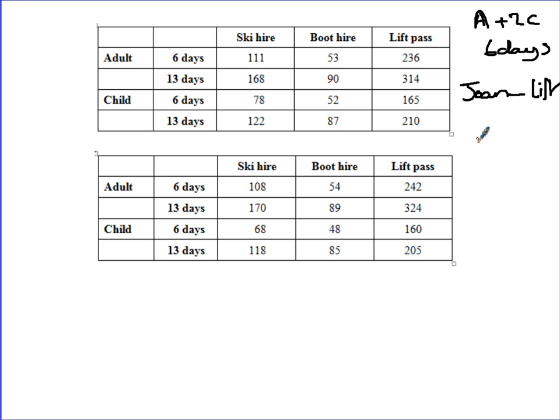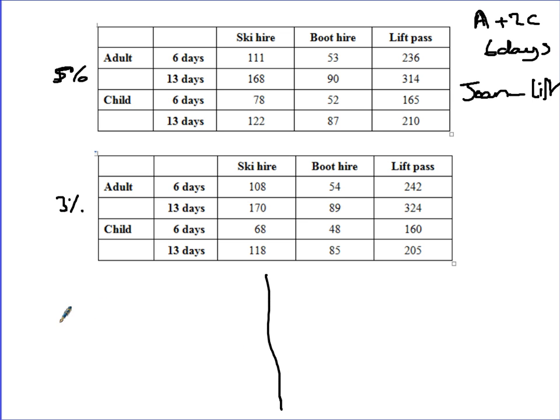For 6 days she'll need to hire skis for each of the 2 children, boots for each of the 2 children, and buy lift passes for herself and each of her 2 children. Shop A gives 5% off the total cost, and shop B, so I'm going to just write down 5% here and 3%. Once she hires the skis and boots and buys the lift passes from the same shop, she wants to get everything from the cheaper shop. Which shop is cheaper? You must show all your working.